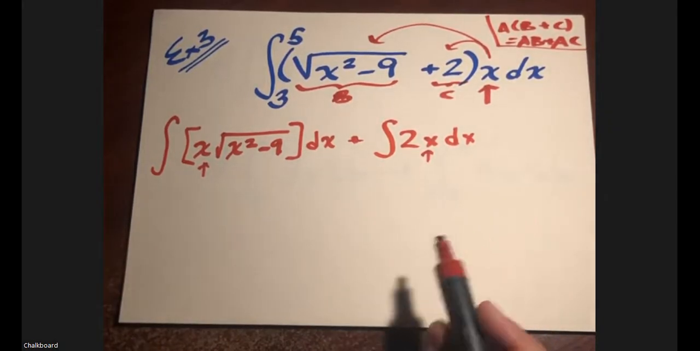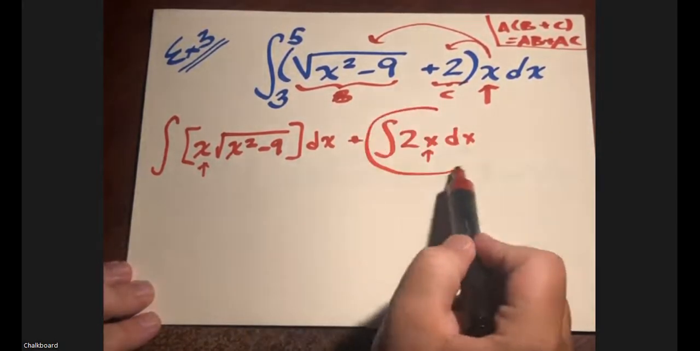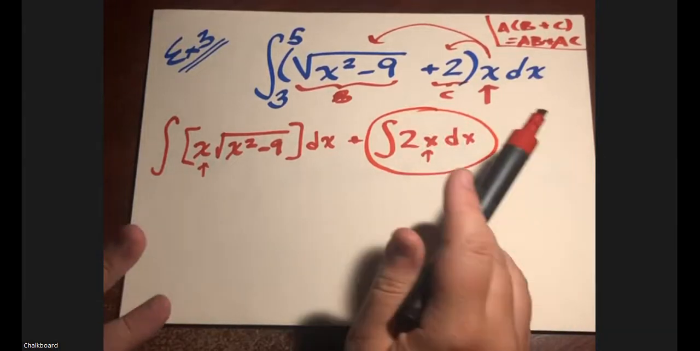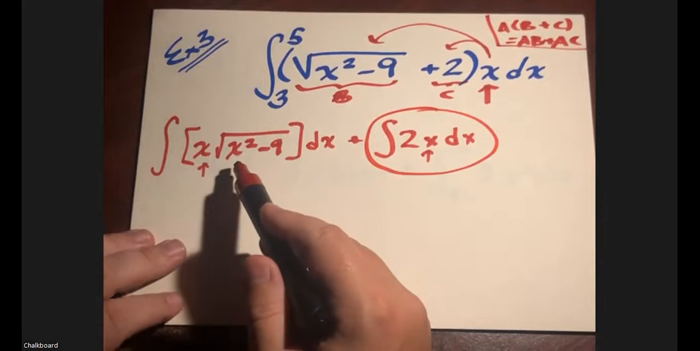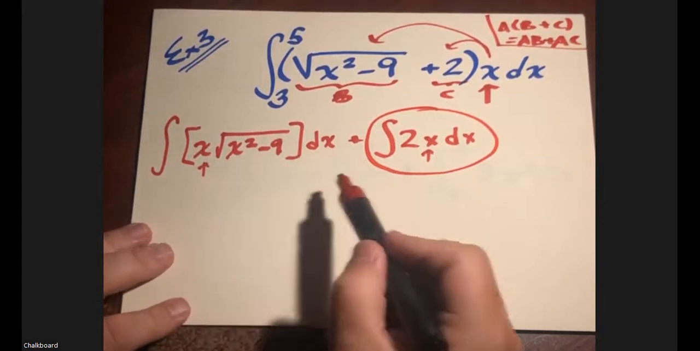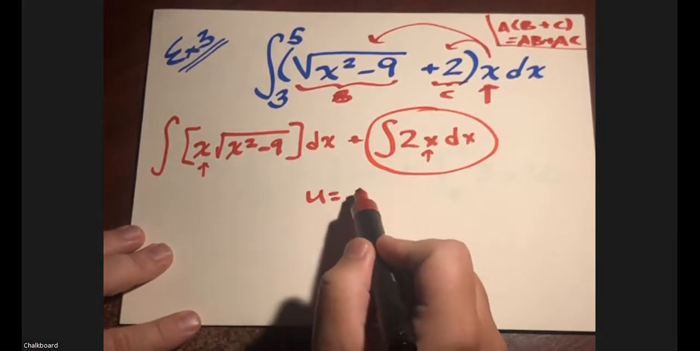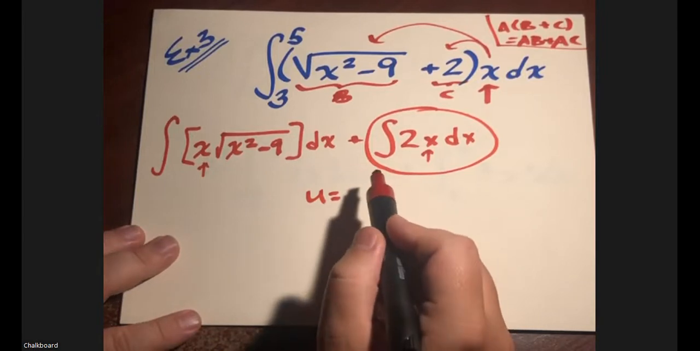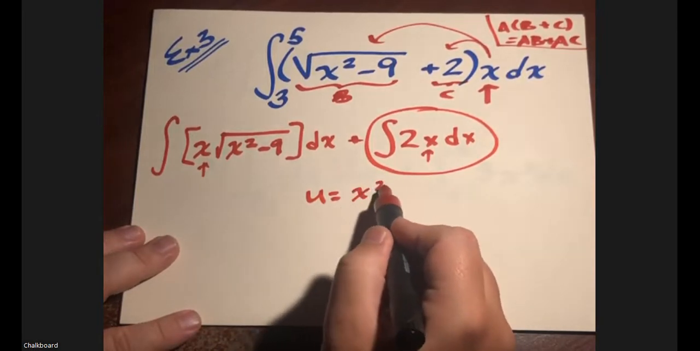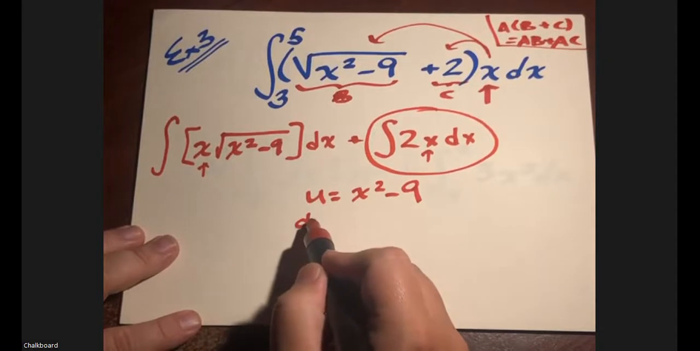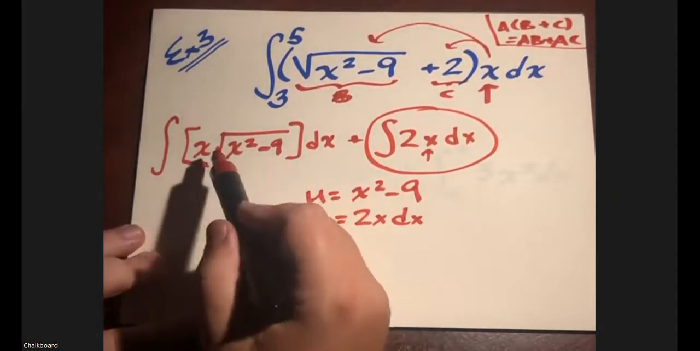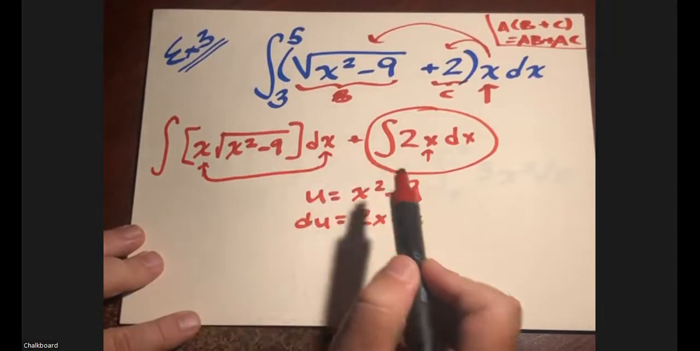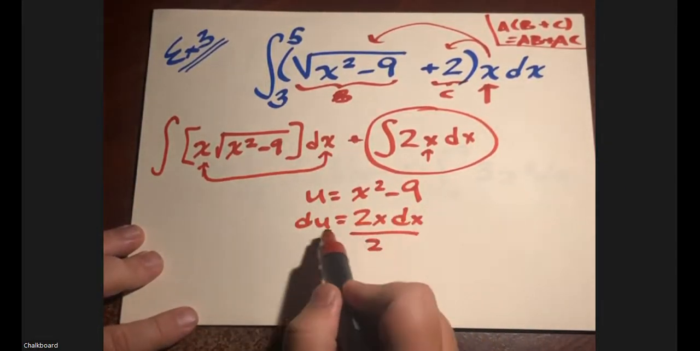Why would I go about doing that? Well, this is already in the bag. I know I could figure that out. That's a little aside. We're going to do that later on. But this one is the headache. Let's think about letting u equal x squared minus 9. It follows then that du equals 2x dx. But I don't want 2x dx. I want x dx. So I'm going to have to go like this.